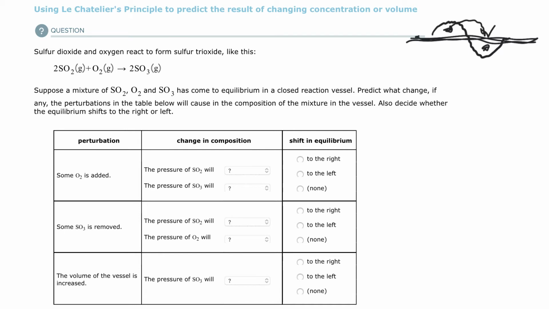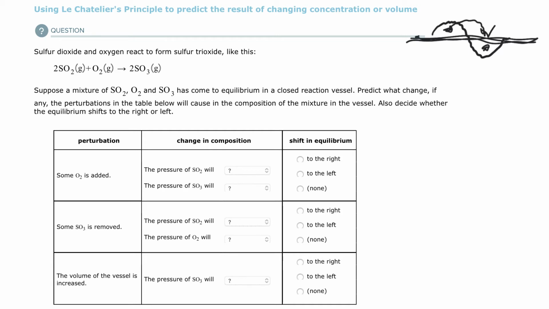Okay, so let's look at the first one. The first question says some oxygen is added. So oxygen is a reactant. That means if I have a pile of oxygen, in order to reestablish equilibrium, it's going to shift away from where the oxygen is piled up towards the right. Since it's on the left, if I have a pile, it'll shift it to the right. Okay, so what's going to happen?